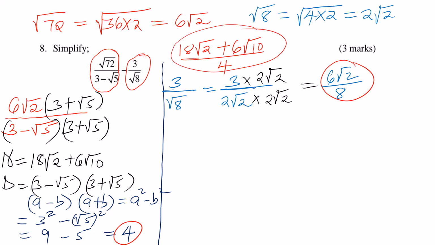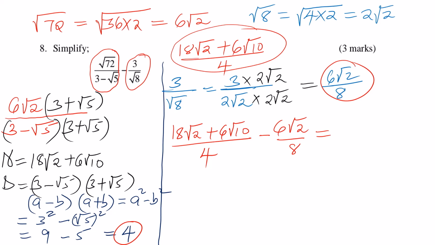So now we take the two, we combine. So we have 18 root 2 plus 6 root 10 divided by 4, then subtract 6 root 2 divided by 8. So at this stage, we can just work it out the way we work out fractions by getting the LCM of 4 and 8. So the LCM of 4 and 8 is 8. So 8 divided by 4, you get 2. So you have to multiply everything here by 2.